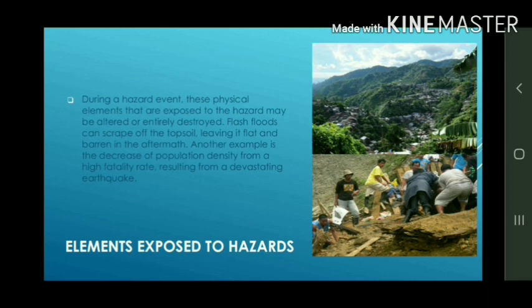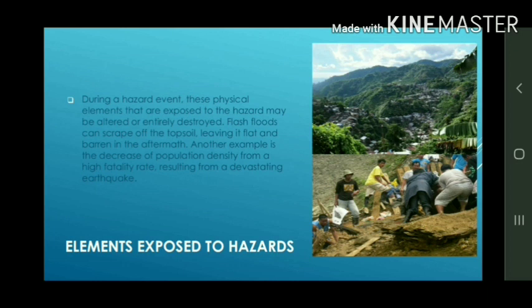Flash floods can scrape off the topsoil, leaving it flat and barren in the aftermath. Another example is the decrease of population density from a high fatality rate resulting from a devastating earthquake. So as you can see in our image, the buildings are located near the hazardous cliff or valley.